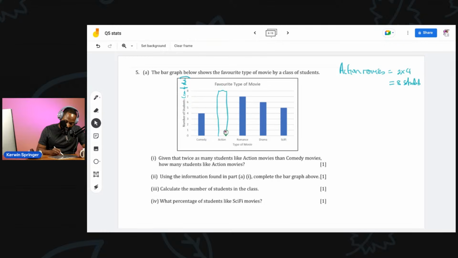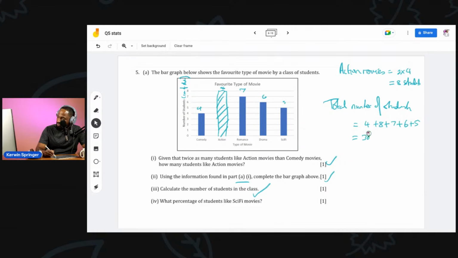Using the information found in part A1, complete the bar graph, we did that. You're supposed to use a ruler, and if you had to shade, hatch. Calculate the total number of students in the class. What I usually do is come in with a pencil and just write 4, 8, 7, 6, 5, just to make sure. So 4 plus 8 is 12, plus 7 is 19, plus 6 is 25, plus 5 is 30 students.